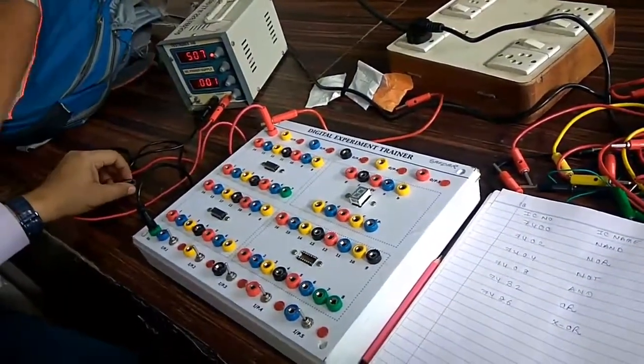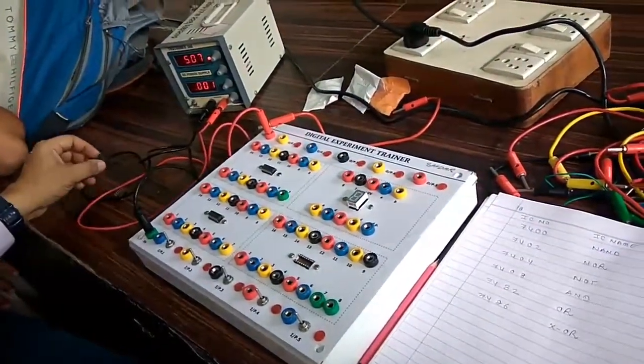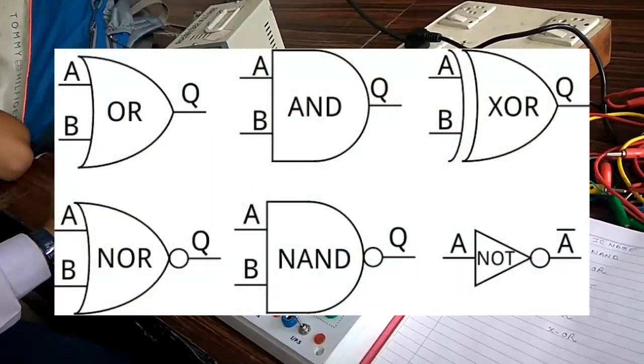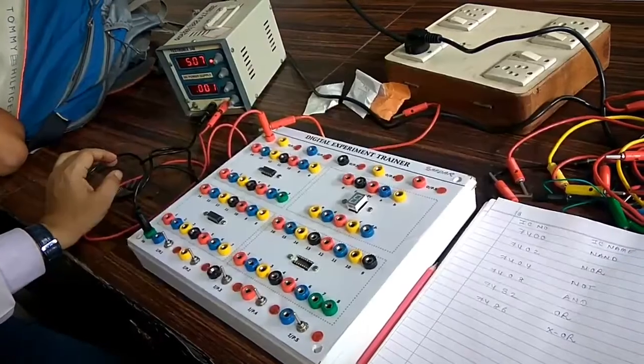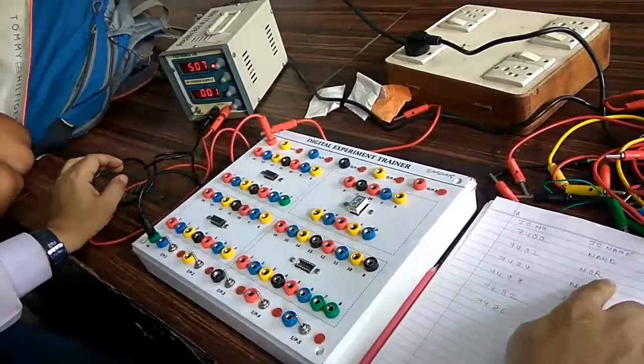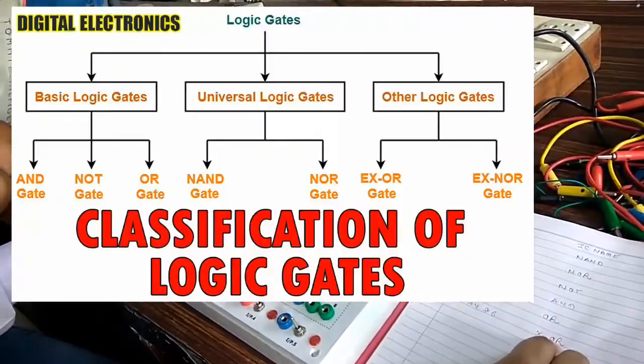Now all of you please pay attention here. Today we are going to prove truth table of different logic gates. Different logic gates are NAND, NOR, NOT, AND, OR and XOR.